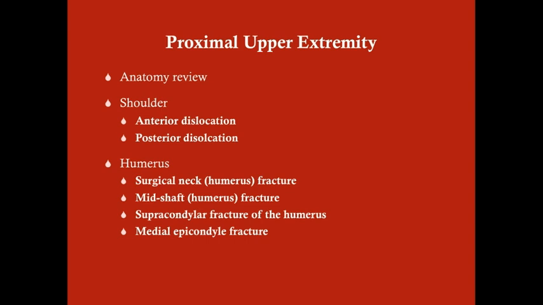There is an inferior dislocation of the shoulder, but it's incredibly rare, and I would imagine it would not ever come up on the USMLE. But just to let you know. And then we'll talk about 4 different fractures of the humerus, 2 of which occur both in adults and children, and the other 2 which primarily only are encountered in the pediatric population.